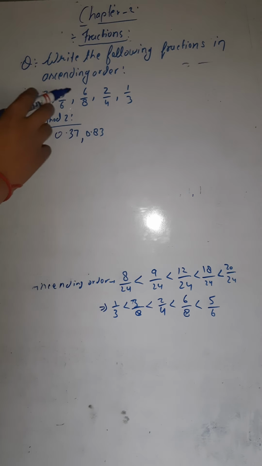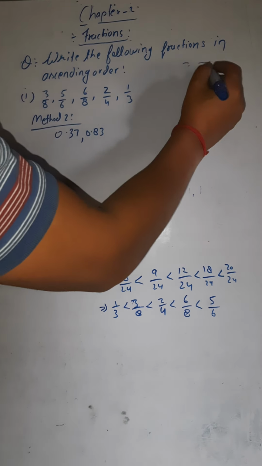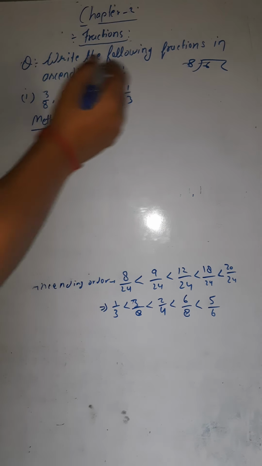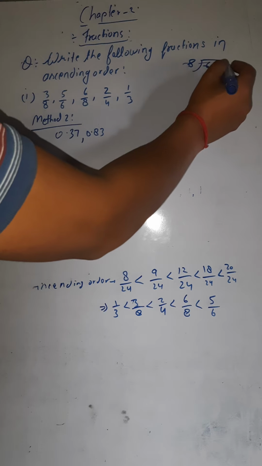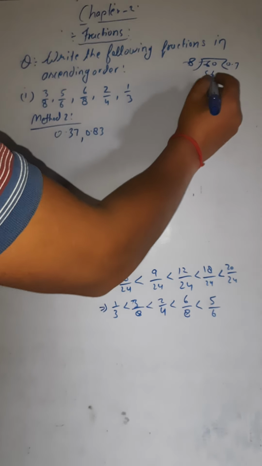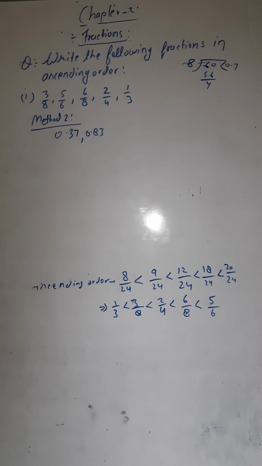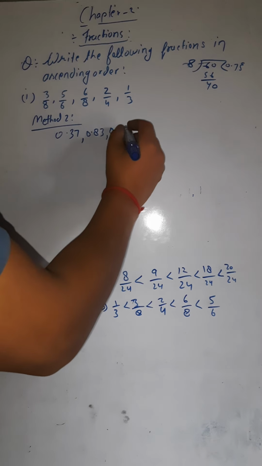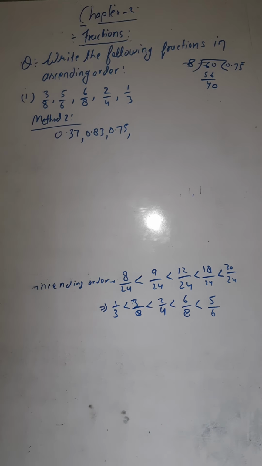Okay. Now the third fraction is 6 by 8. Means here I will divide this 6 by 8. How many times is it going? Not divisible. Put decimal. Then 0 here. 8, 7 ja 56. Then 4. Then again 0. 8, 5 ja 40. Means 0.75 would be the answer.